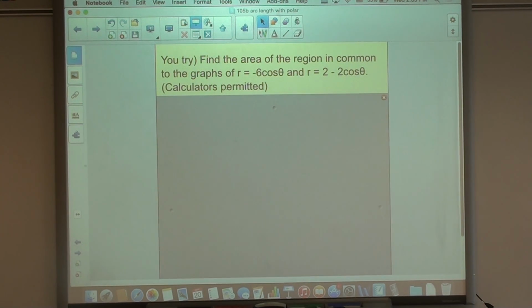Oh, you're right. First, find a point of intersection. I need to know where the pole is for cosine, so set it equal to 0, so you know where it's at.